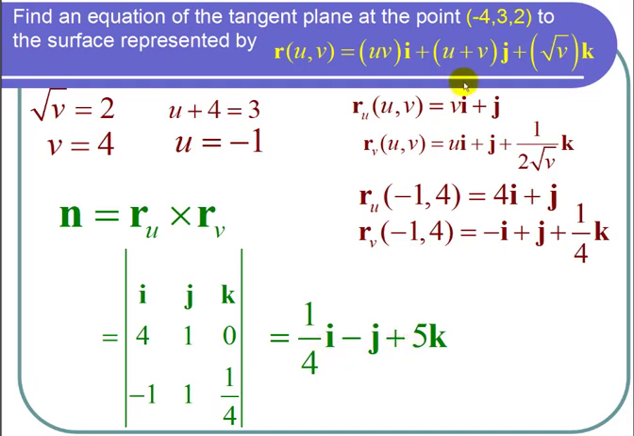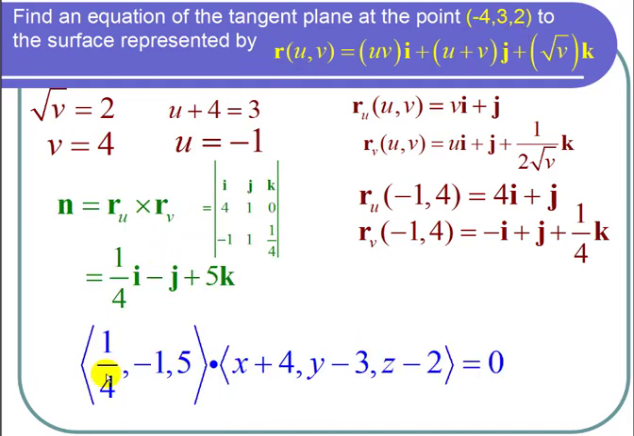Once I have a normal vector and a point, I can find the equation of the plane by taking the dot product of the normal vector with the displacement vector between (x, y, z) and the point. And I should get 0 because that's what a normal vector does. It's always orthogonal to a vector on the plane. So I can say that (1/4, -1, 5) dotted with (x minus -4, or x plus 4, y minus 3, z minus 2) is equal to 0.